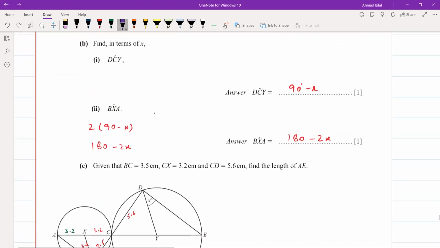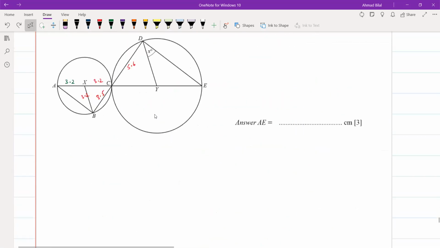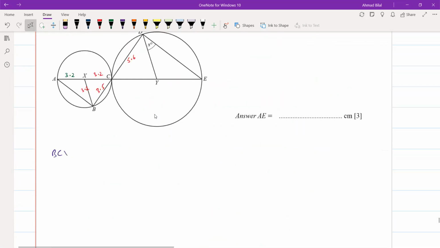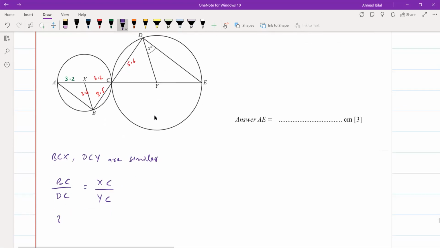What did we prove? BCX is similar to DCY. Since they are similar, the ratios are equal: BC over DC should be equal to XC divided by YC. So 3.5 over 5.6.